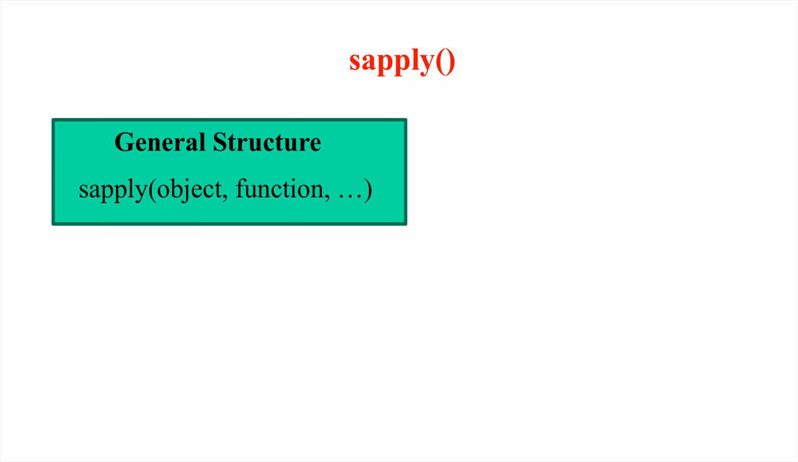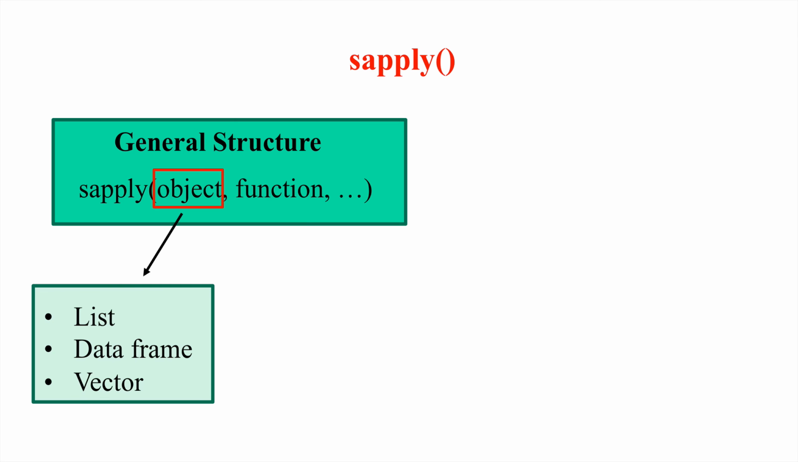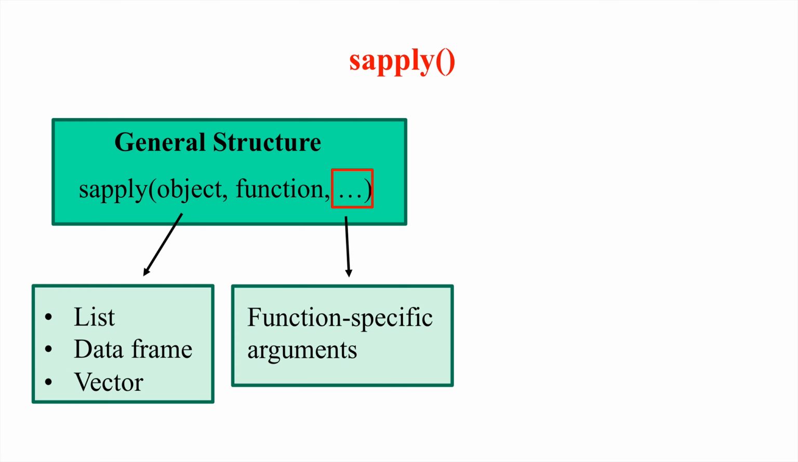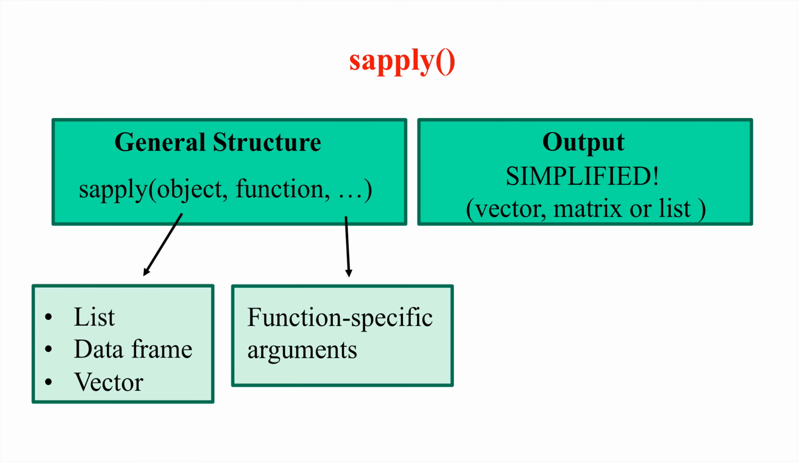Okay, now the next member of the apply family, sapply, is essentially identical to lapply. We write the word sapply, we can input a list, a data frame, or a vector as an object, and then we specify a function, and we can have additional arguments. Now the difference is that the output is simplified if possible. In other words, the output will be returned as a vector or a matrix instead of a list if it is possible to simplify the output in this way.